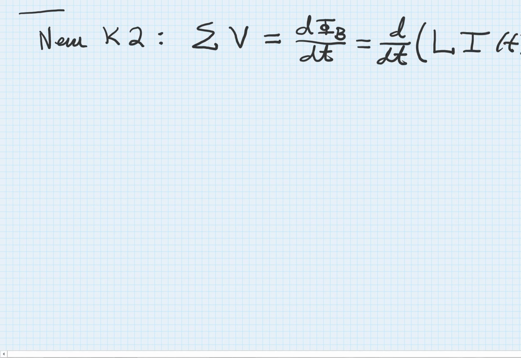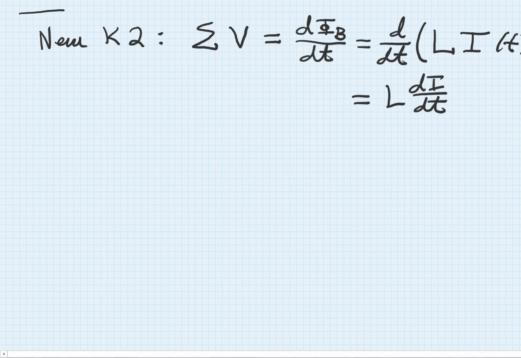Now this is a familiar way of writing down the equation, and since this L is just a constant with respect to time that characterizes the solenoid, I can pull that out of the derivative. So this is often written as L times the time derivative of the current, di/dt.